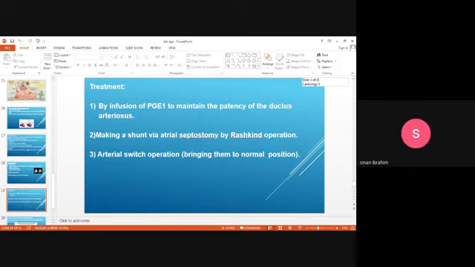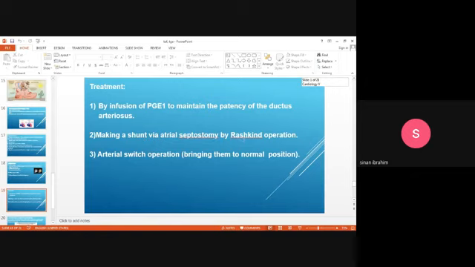So as we said in the previous lecture, to maintain the patency of the ductus arteriosus, we give the patient prostaglandin. The second treatment is palliative treatment. As we say, the patient has a small PDA or the patient's life depends on the PDA, and this will close at any time. So we do an emergency procedure for the patient.